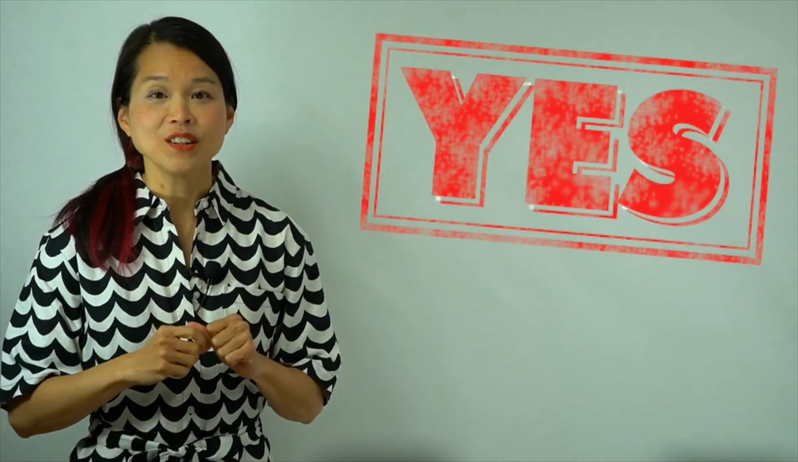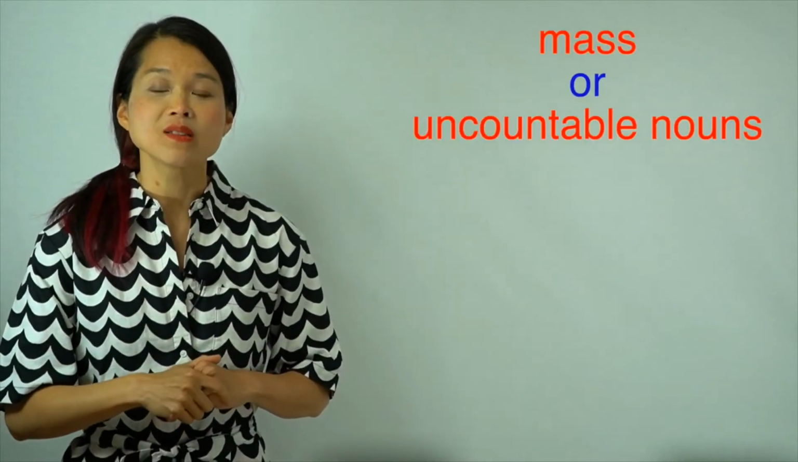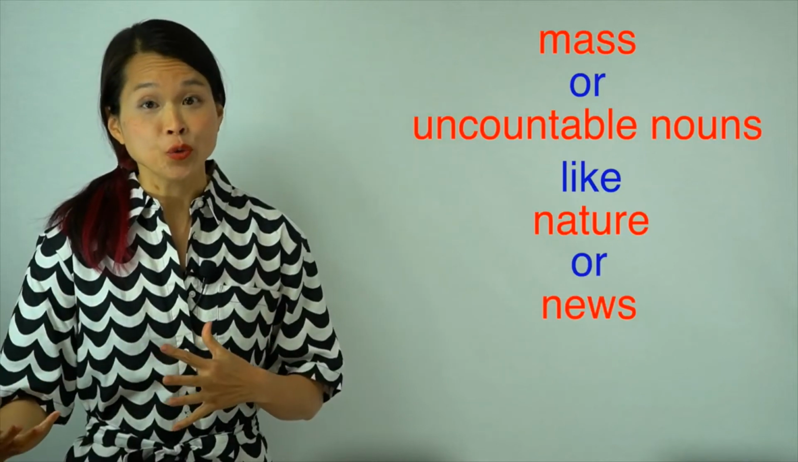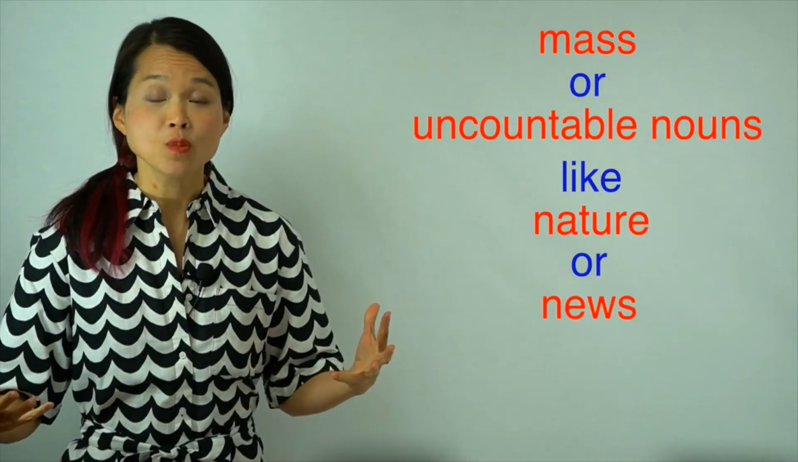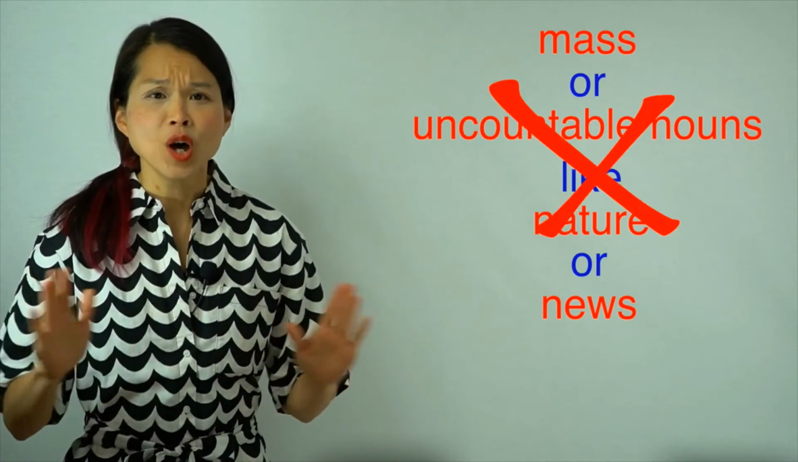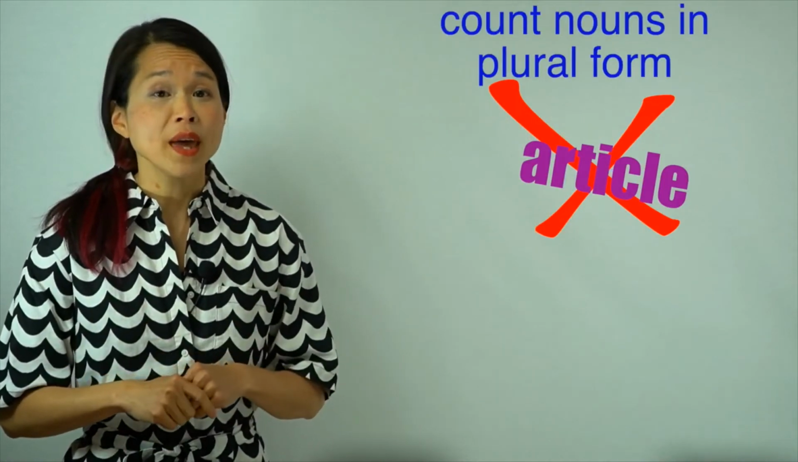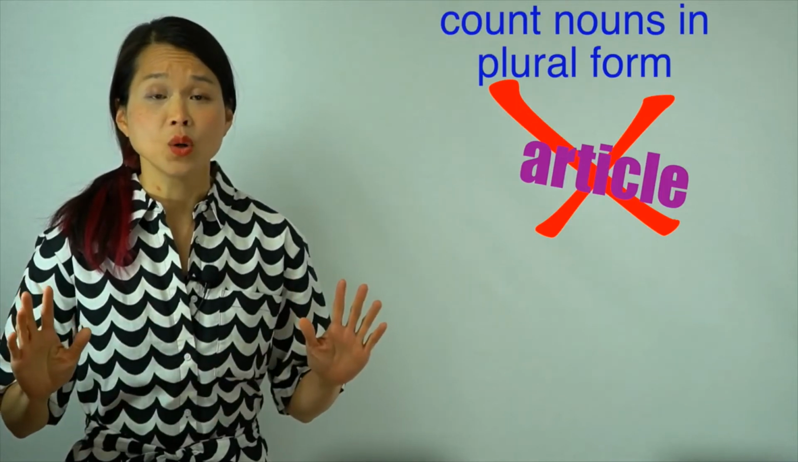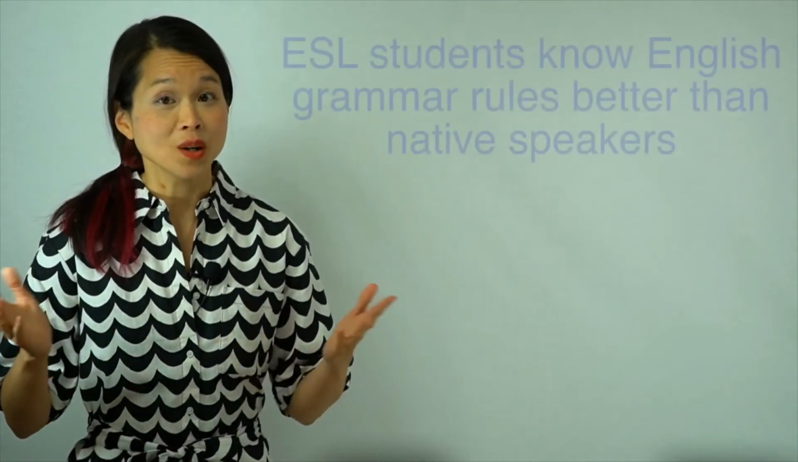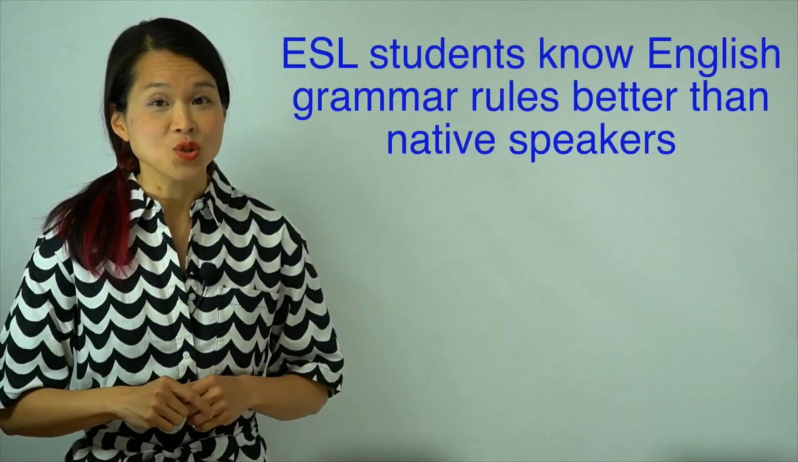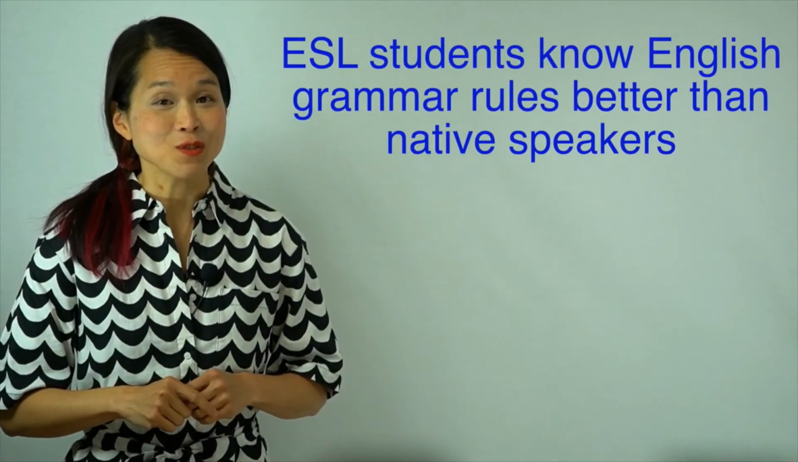And are there nouns where we don't use any article? Right? And that's a big yes. In definite, indefinite, and zero articles part 1, I introduced that mass or uncountable nouns like nature or news, when we talk about them in general terms and are making general statements, do not need an article. And also count nouns that are in plural form. They also do not require any article when speaking about them generally. For example, ESL students know English grammar rules better than native speakers.